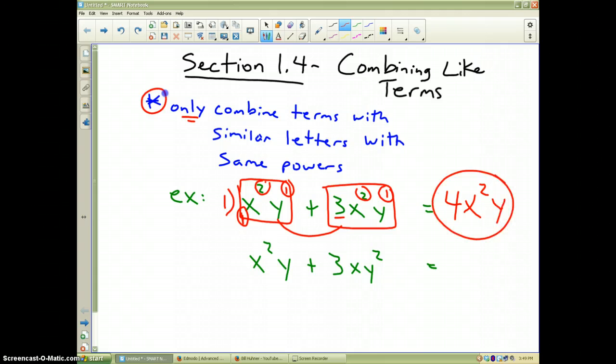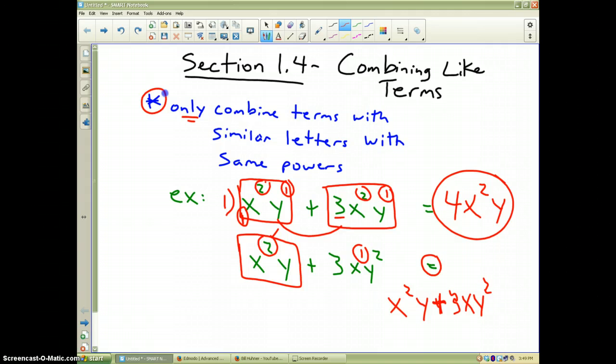Now below it is a different example. The first term has x to a power of 2. The second term has x to a power of 1. Immediately you should recognize these are different and cannot be combined. Therefore, what does it equal? It stays the same. X squared y plus 3 x y squared. They are different terms and cannot be combined because the powers are different.